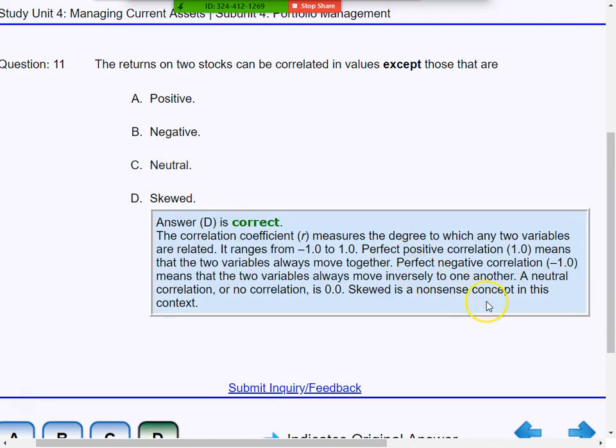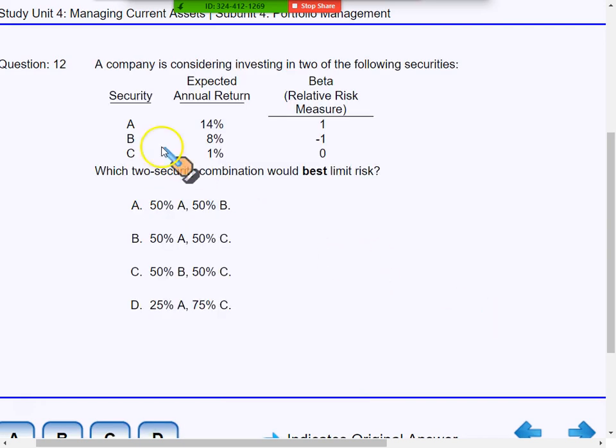It's a nonsense concept in this context. This is no term for use in correlation and regression. Next question. Here we go. A company is considering investing in two of the following securities. Either we can invest in A and earn 14% return with a beta of 1, which moves exactly with the market. Or we can invest in B that earns 8% and has a beta of negative 1.